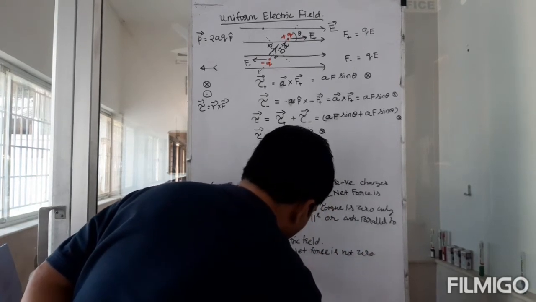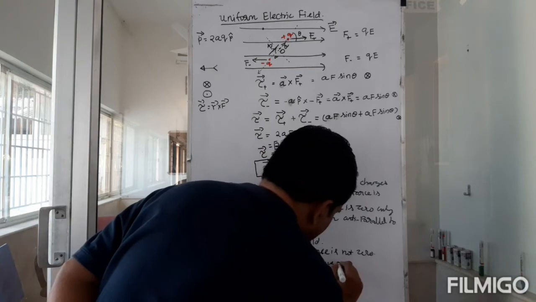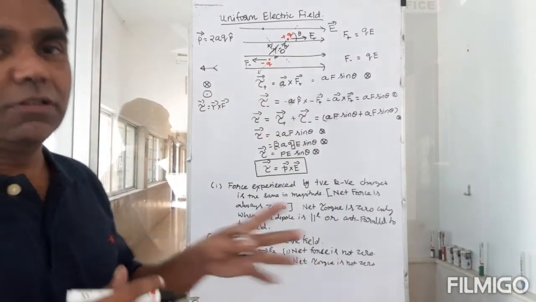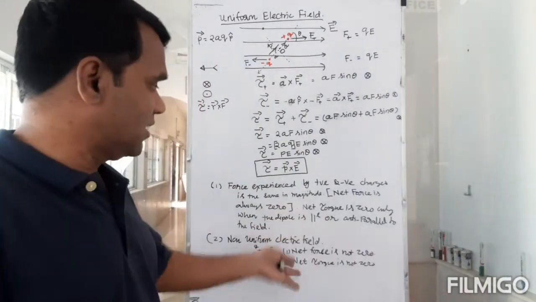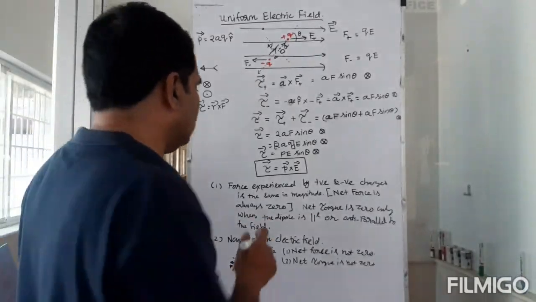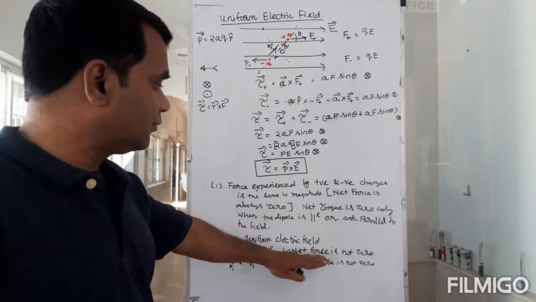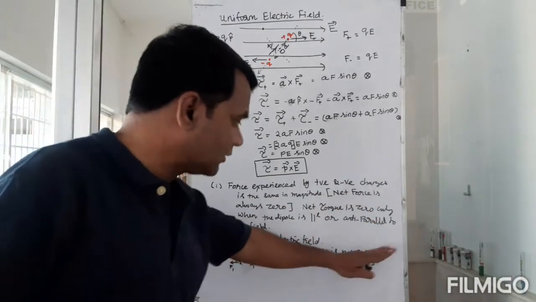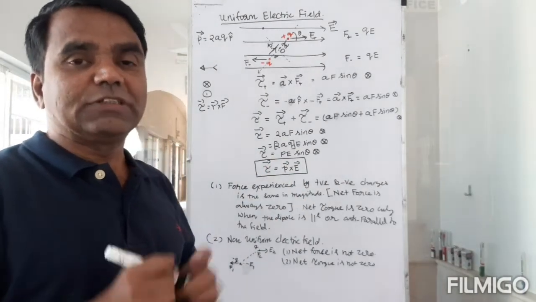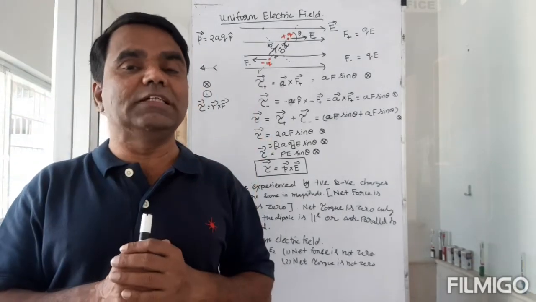Also, net torque is not zero. Maybe there is a special position where the net torque is zero, but it doesn't matter actually. The net force is not zero, the net torque is not zero. Here, the net force is zero, but the net torque is not zero. Here, net force is also not zero, net torque is also not zero. Okay? I hope you understand this part. So this is what happens when you keep a dipole in an electric field. I hope this is clear to you.